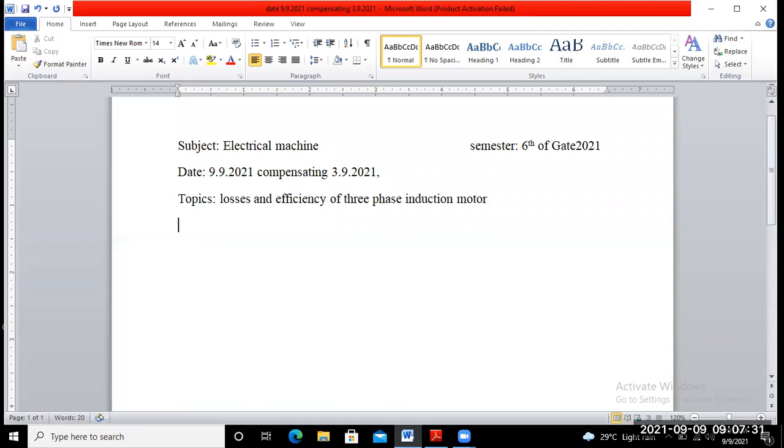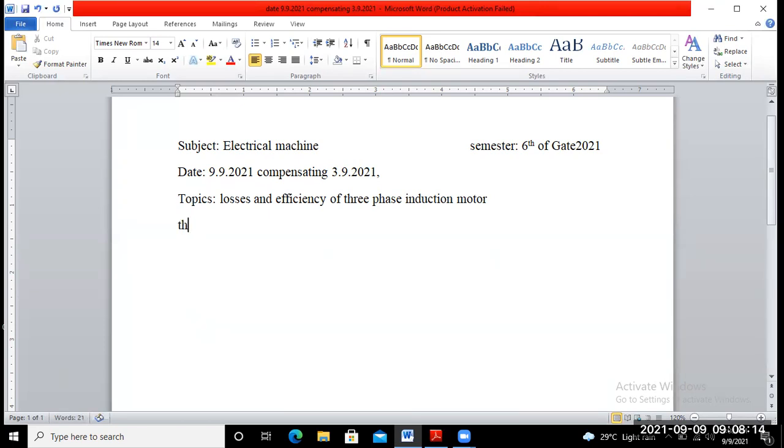So the losses in a three-phase induction motor may be classified as fixed losses and variable losses. Fixed losses also consist of various types of losses, which we will elaborate one by one, as well as the variable losses. So first we discuss which losses we can call fixed.